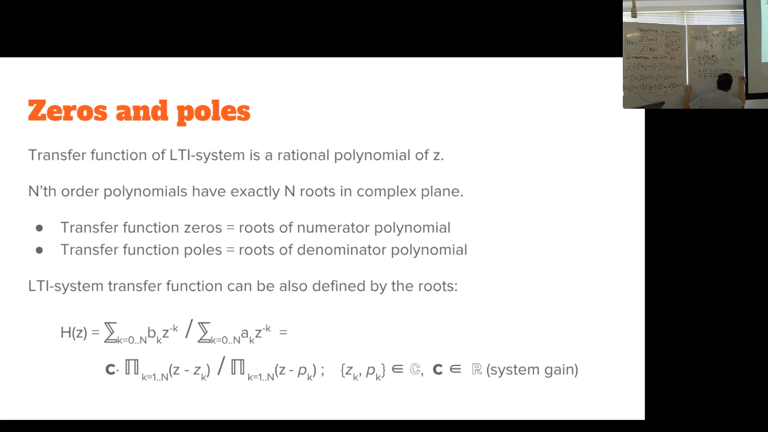So basically, these special points. We'll tidy it up a little bit. So this is the same as the product for k from 1 to n of z minus zk, over the product for k from 1 to n of z minus pk. So here the zk are the zeros of the system, and pk are the poles of the system. Those are basically just the special points on the complex plane, and that defines the behavior of the system.